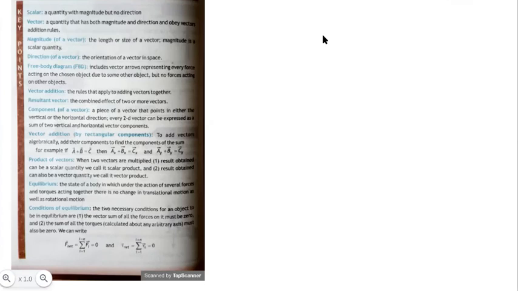The vector addition: the rules that apply to adding vectors together, since they are not simple numbers, so we have to follow the rules of vector addition. And the resultant vector is such a vector that is the combined effect of two or more vectors. And the component of a vector is a piece of a vector that points in either the vertical or horizontal direction, and every two-dimensional vector can be represented as a sum of two vertical and horizontal vector components.